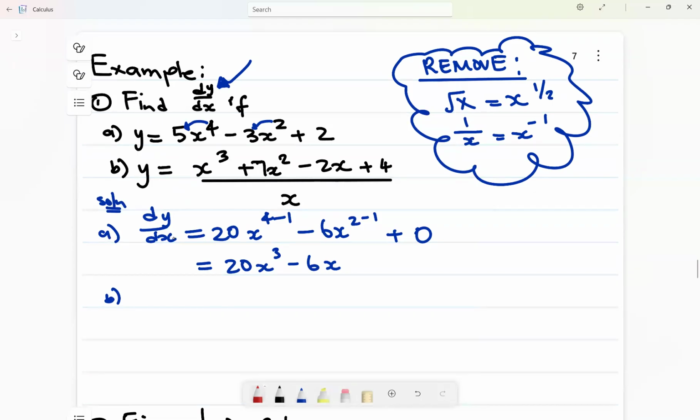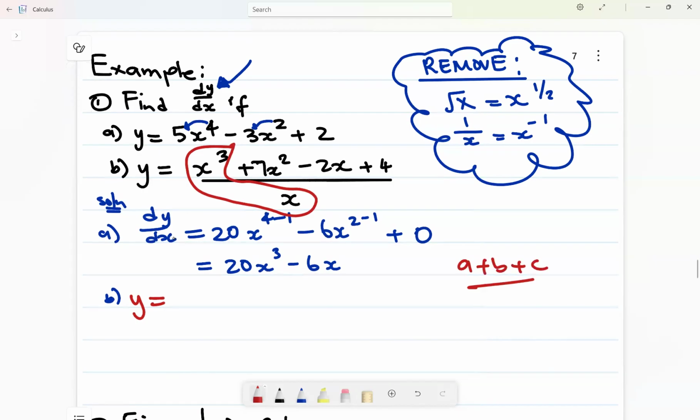The first thing that you can do, remember here, we did not need to simplify, right? Yes. But here, since we need to simplify, I'll just say y is equal to, then take this divided by that. There is this rule that says if I have a plus b plus c divided by d, it is the same as a divided by d plus b divided by d plus c divided by d. Let's apply that rule.